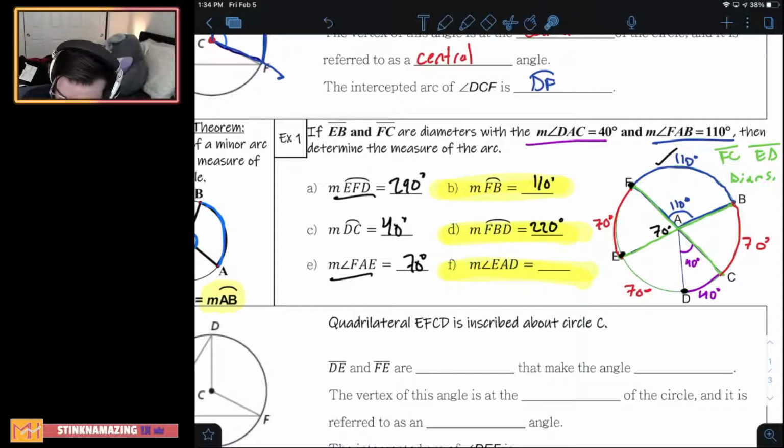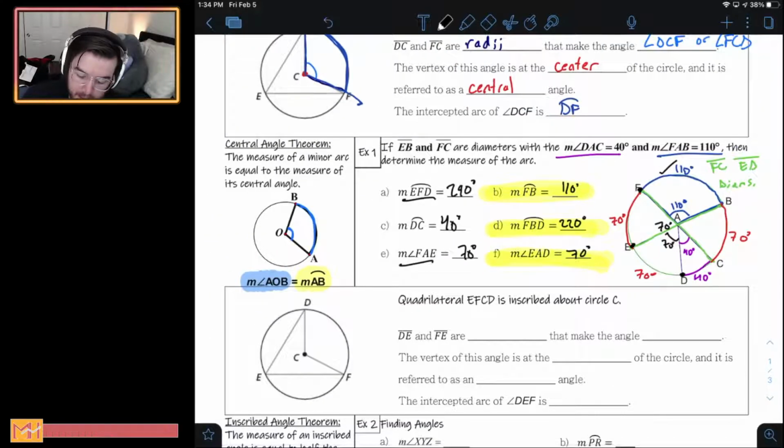And then angle EAD. Well, because we already know this arc is 70, that means that I immediately know that this angle is 70. So hopefully you got those right. So what's the big idea here?